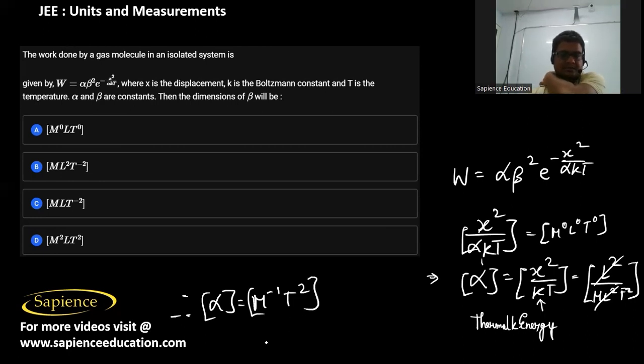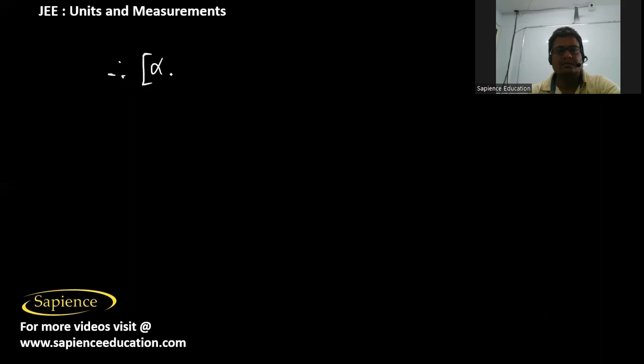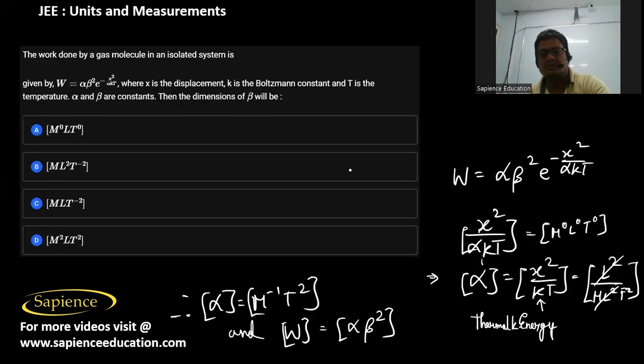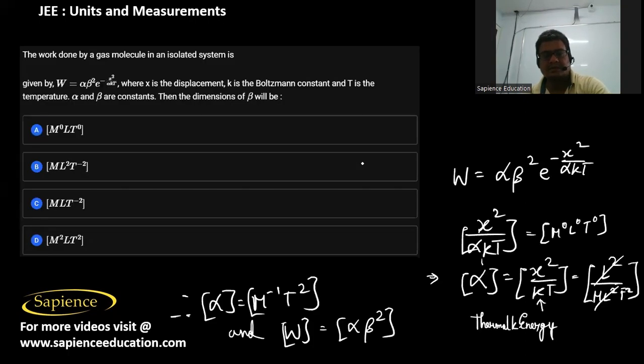And then also, the dimensional formula for work done is the same as the dimensional formula for alpha beta square. So the dimensional formula for alpha beta square will be the same as that of work done, that is ML square T power minus 2. And the dimensional formula for beta square will be ML square T power minus 2 divided by the dimensional formula for alpha, which is M power minus 1 T square.